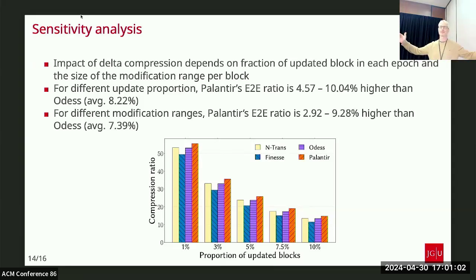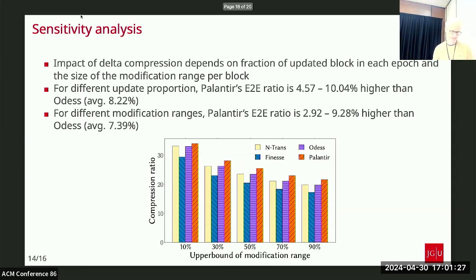So we did some kind of parameter and sensitivity analysis, and we said, okay, we change a little bit the fraction of blocks which are changed per iteration of the backup. We change how much data per block is changed. And in all cases, our achievements remain pretty stable over time. Of course, they're fluctuating a little bit. Sometimes we are 4% better, sometimes 10% better, depending really on the changes.